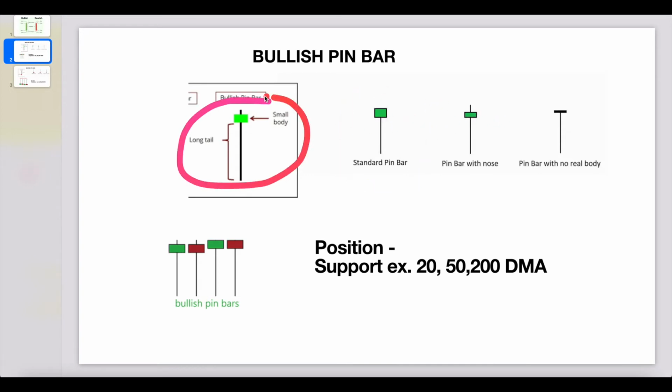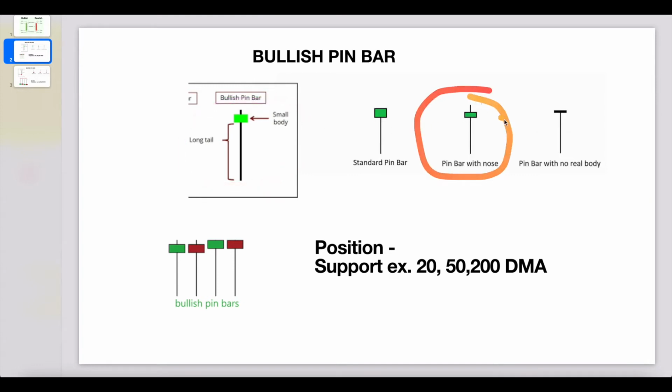Or if we see the exact picturization, this is the pin bar with an upper shadow, that is also good. There is no body, no upper shadow, that is also fine. This will also make a bullish pin bar. We call it a pin bar. The reason is it looks like a pin. It looks similar to a pin. That's why it is called a pin bar.